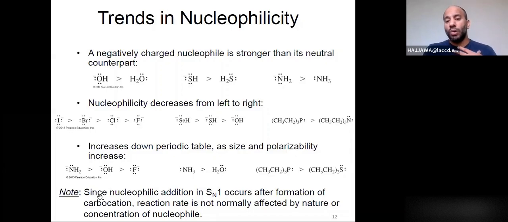Keep in mind that this affects SN2 more than it does SN1. The SN1 reaction rate does not get affected by the nucleophilic strength. So that's why if I want to push a reaction to go SN1, I would rather use a weak nucleophile. It will allow the carbocation to form easily. And that's basically the preference when it comes to an SN1 reaction.